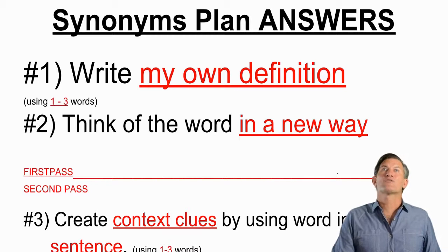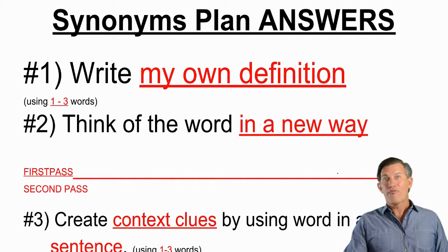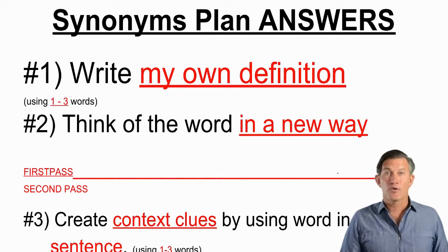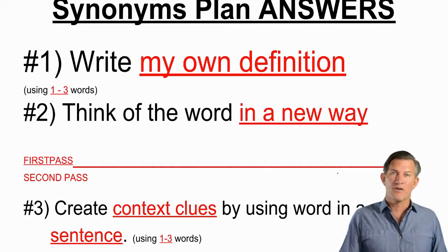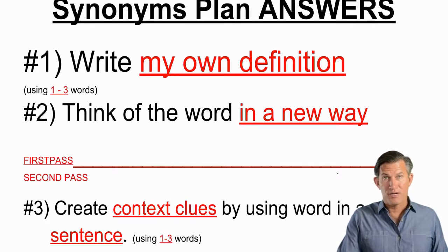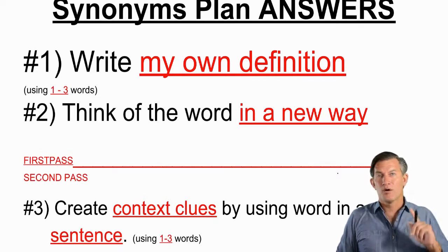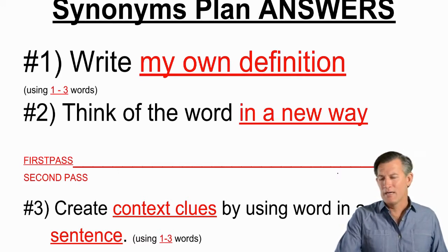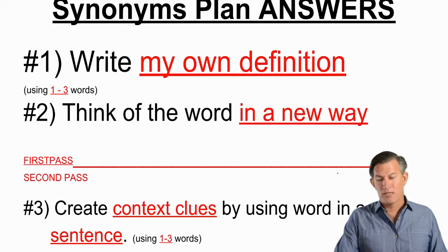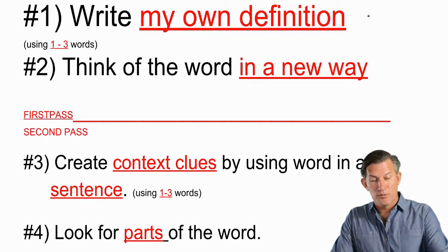So the first thing is you're going to write your own definition in 1 to 3 words. If that doesn't work, or if you eliminate all 5 or all 4, then you're going to have to think of the word in a new way. So maybe it changes from a verb to a noun or vice versa, but many words have different definitions. They're spelled the same, and if they're spelled differently, it's a different word. And sometimes homophones, the ones that sound the same, are trying to confuse you. I'll try to do a different lesson on that. Number 3. All these are for the first pass. These are the ones you know.